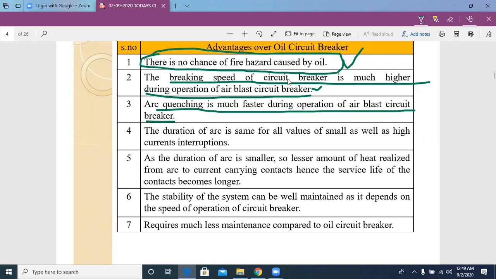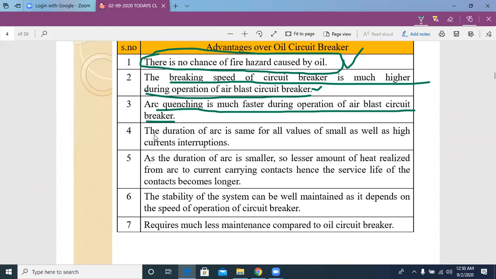These points are all comparisons with oil circuit breaker. These are the advantages of air blast circuit breaker when comparing with only oil circuit breakers. We do not compare with the remaining circuit breakers, only with oil circuit breakers. So keep that in mind.